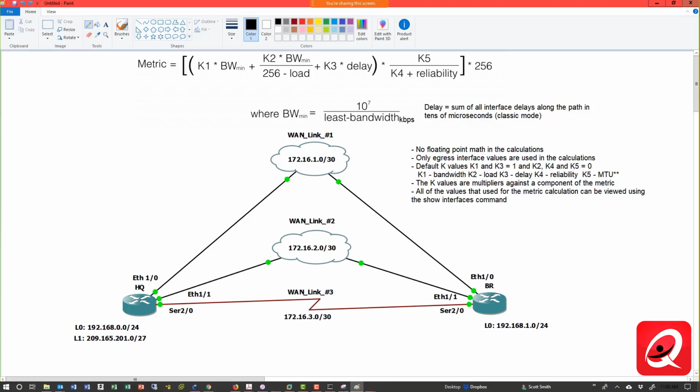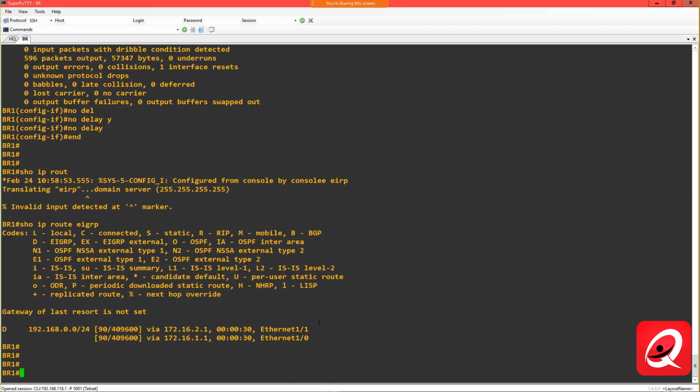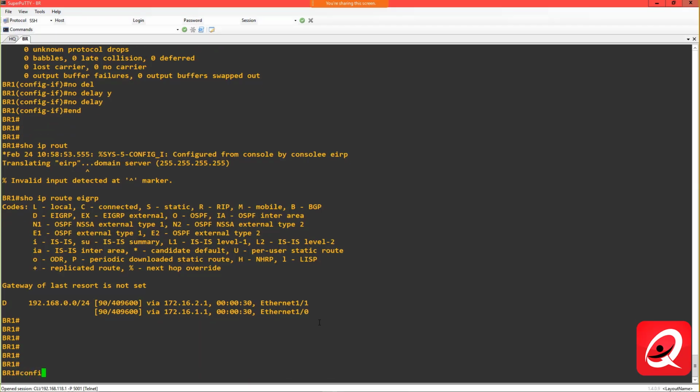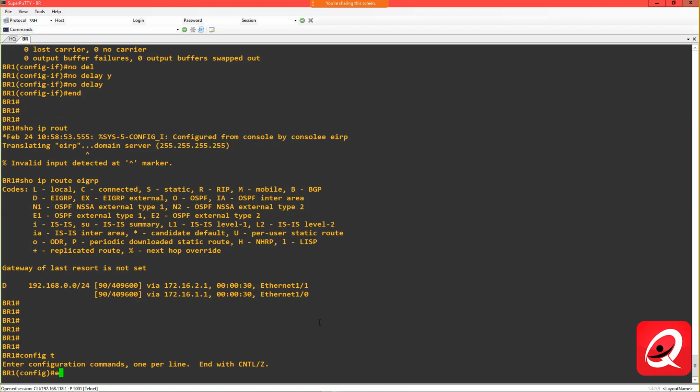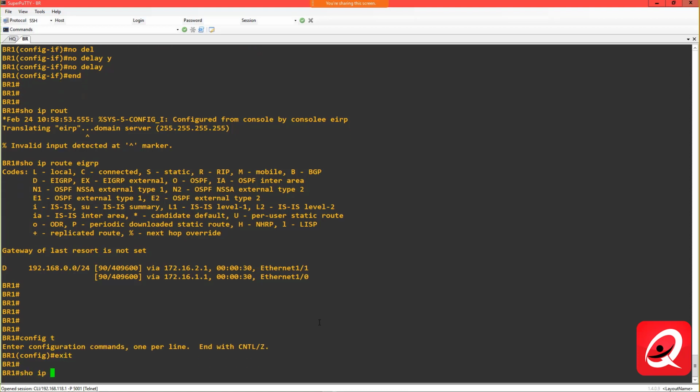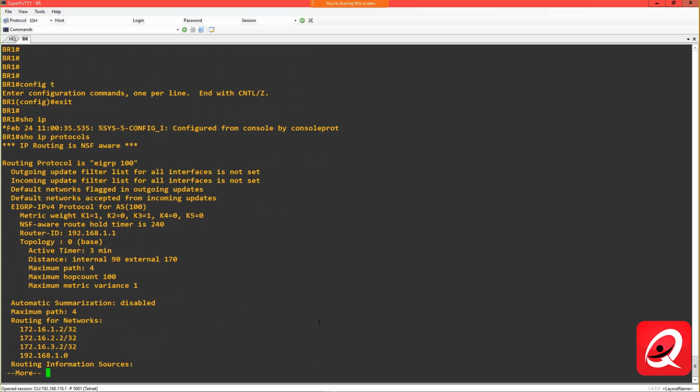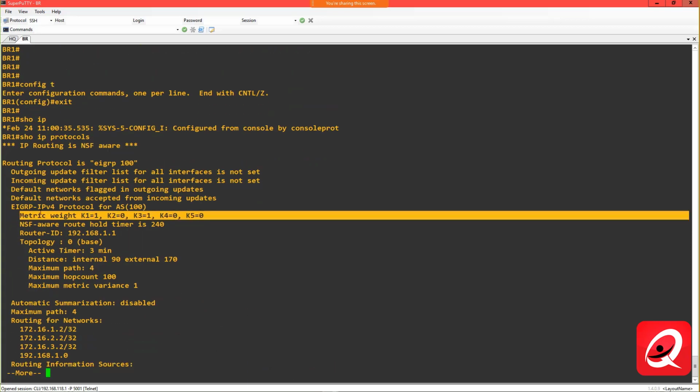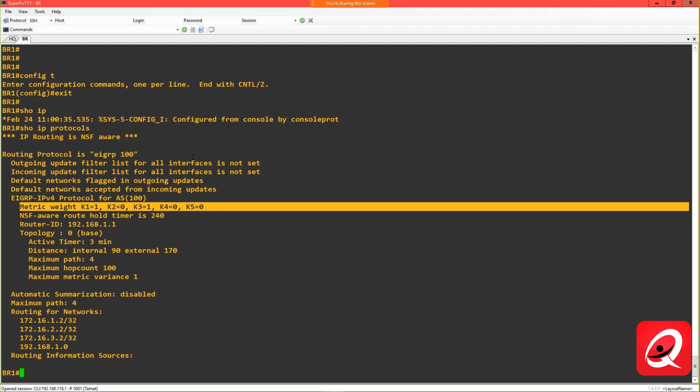Now let's say I just want delay to be the only part of my calculation. Actually, let me do this first. Let me do a show IP protocols. And you can see from the show IP protocols output what the default metric weights are for EIGRP. K1 is a 1, K2 is a 0, K3 is a 1, K4 is a 0, K5 is a 0. Notice there's no K6 in this particular case because we're not using wide metrics.